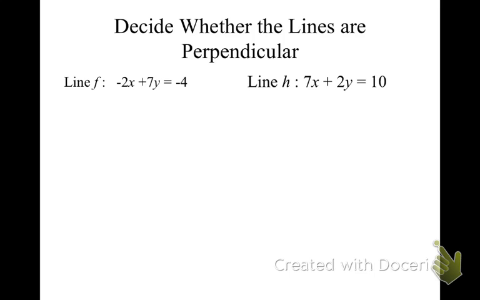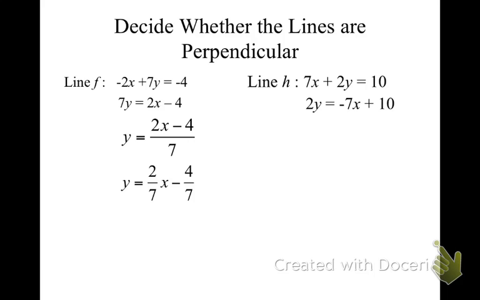Okay, let's check to see if these lines are perpendicular. Well, we need to figure out their slopes first in order to determine perpendicularity. So let's start with line F. We'll add 2x to both sides of the equation. And we're trying to get the equation in y equals mx plus b form, so I can identify the m. Divide both sides of the equation by 7, and then simplify so we can see the fraction coefficient in front of the x. So the slope for line F is 2/7.